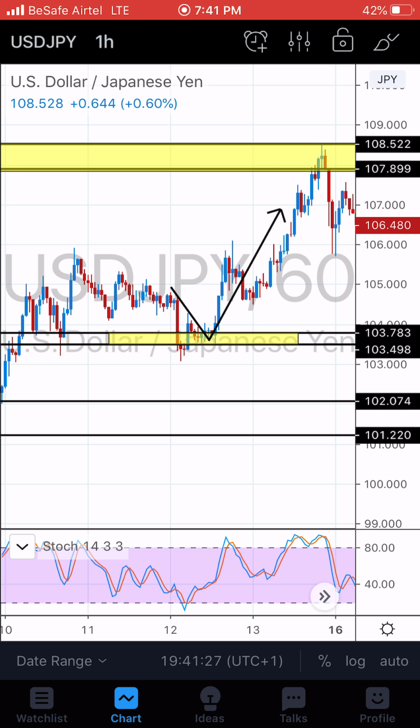Now, that's all for now. That's all for market structure. It's basically the support and the resistance zones.